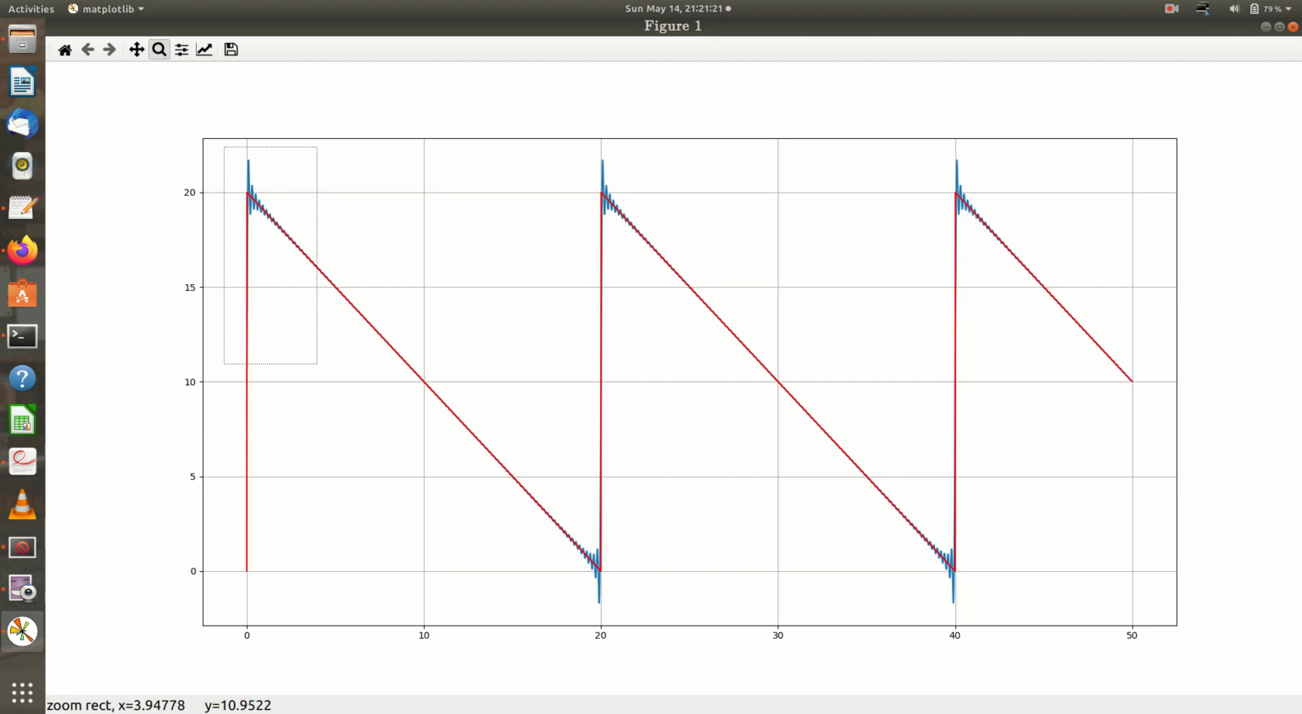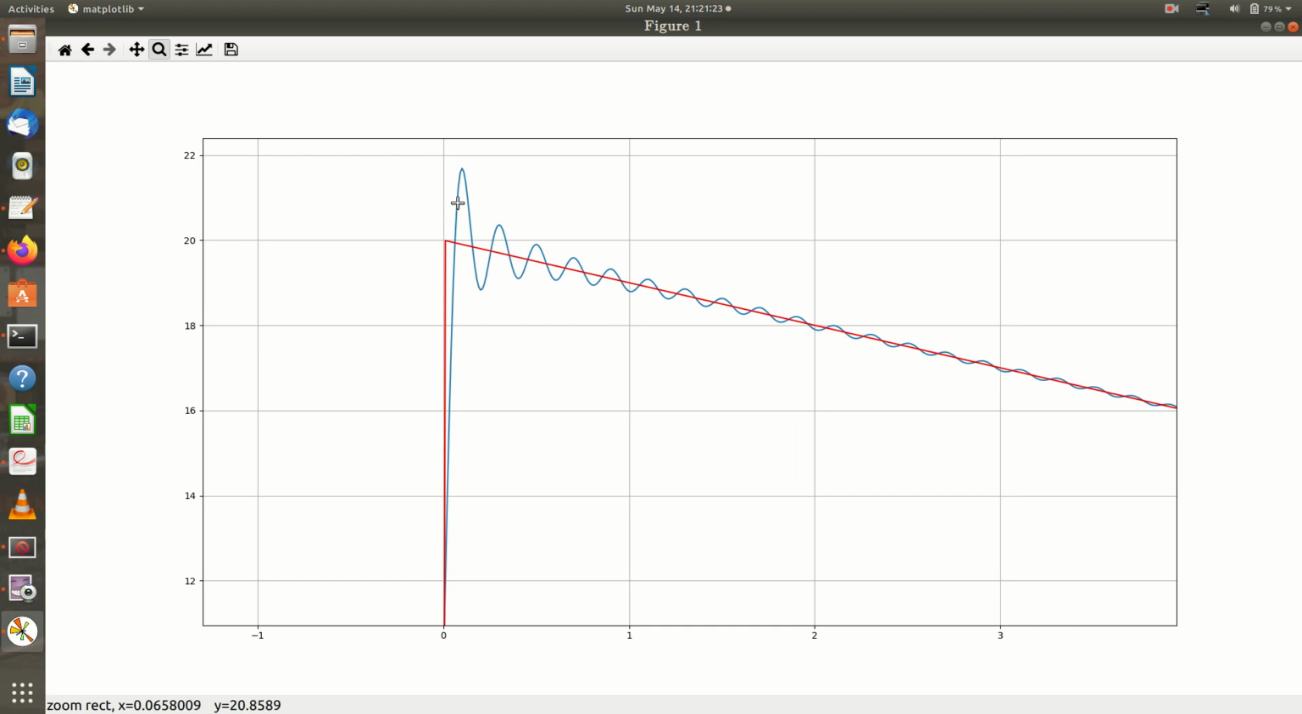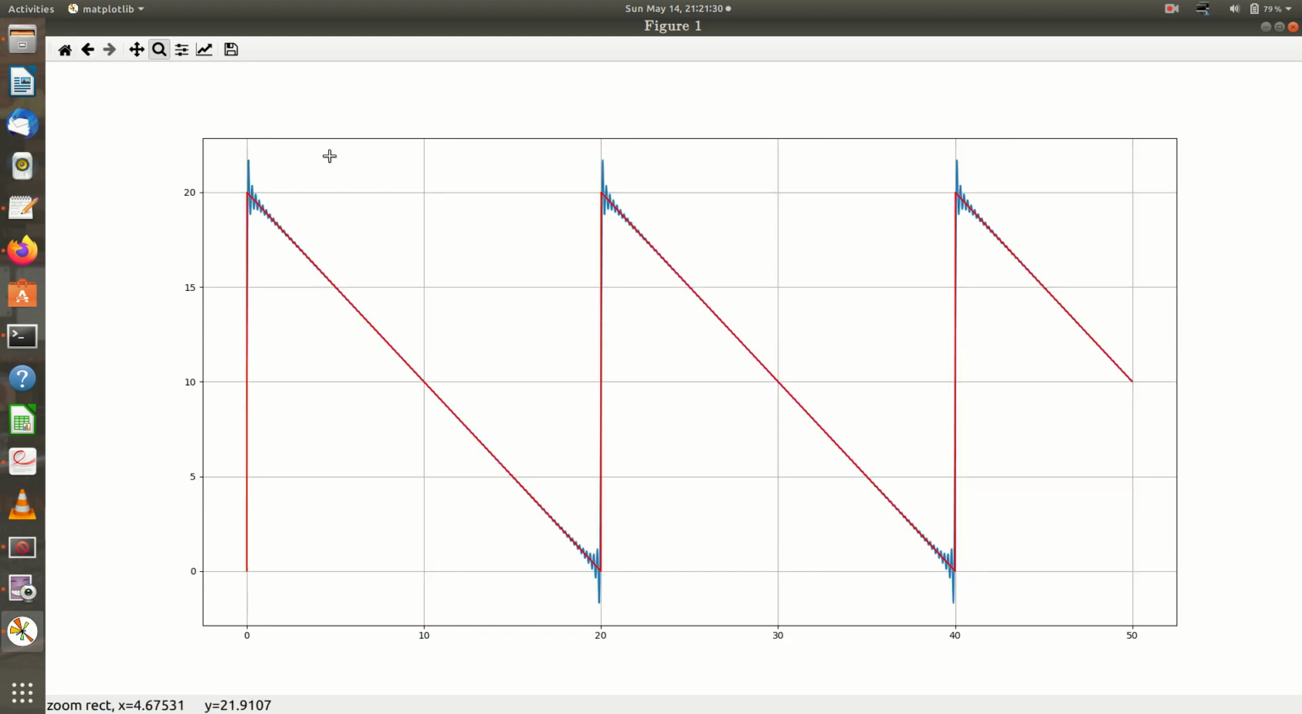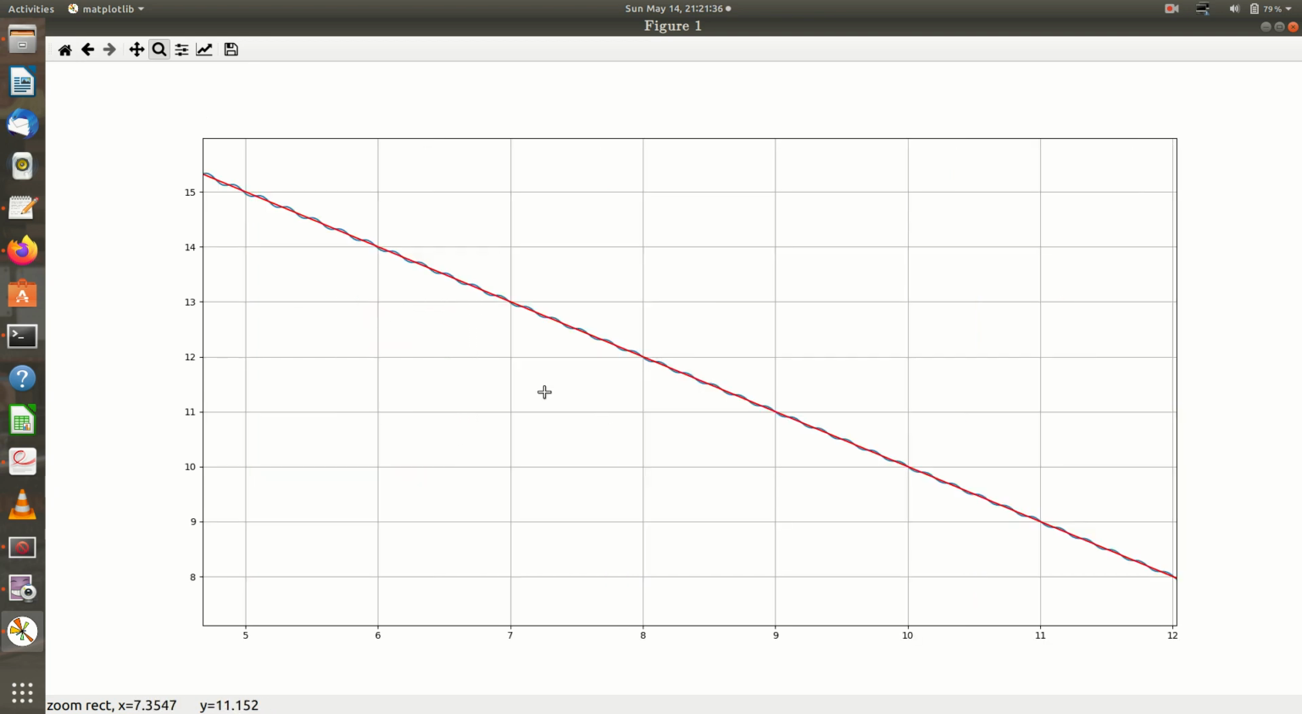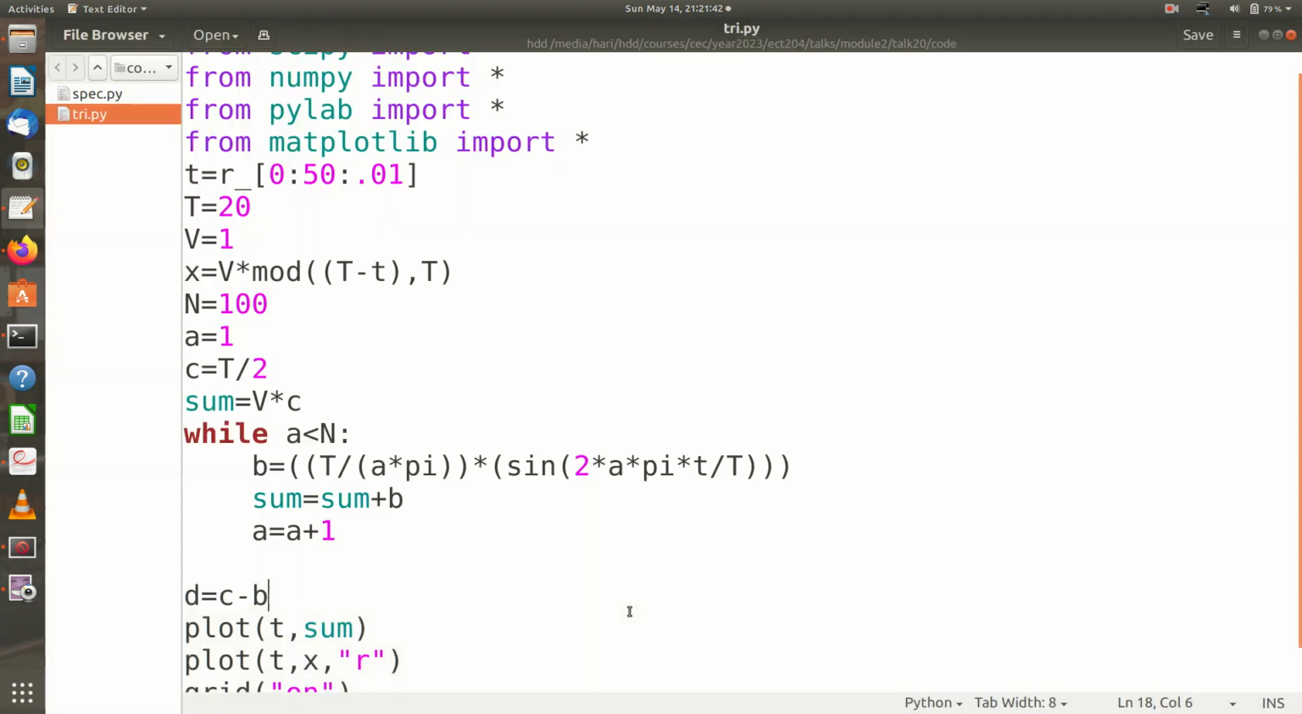Here you can see that at the edges, at discontinuities, many oscillations occur. But during the continuous period you can see that there is a great agreement between the actual signal and the Fourier series. I will make it 1000 terms.